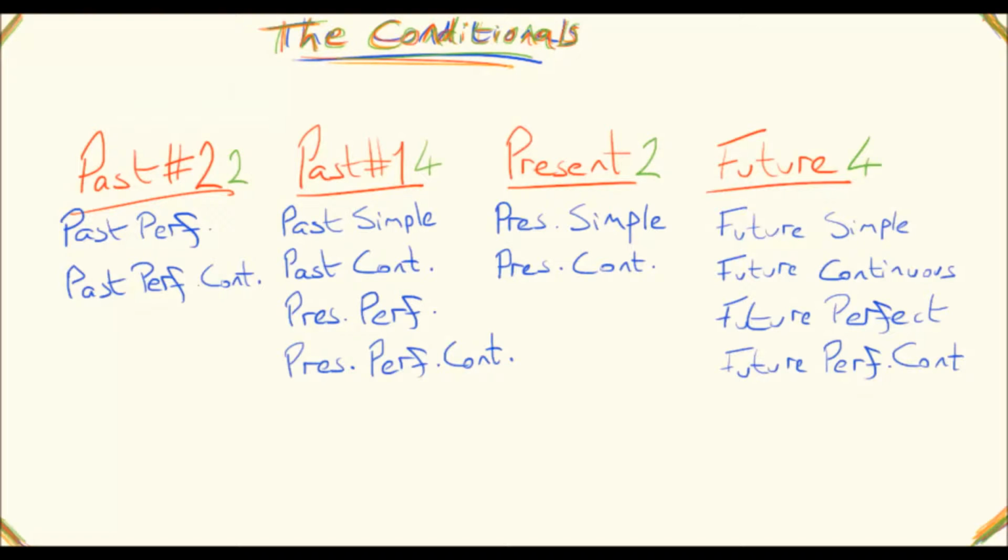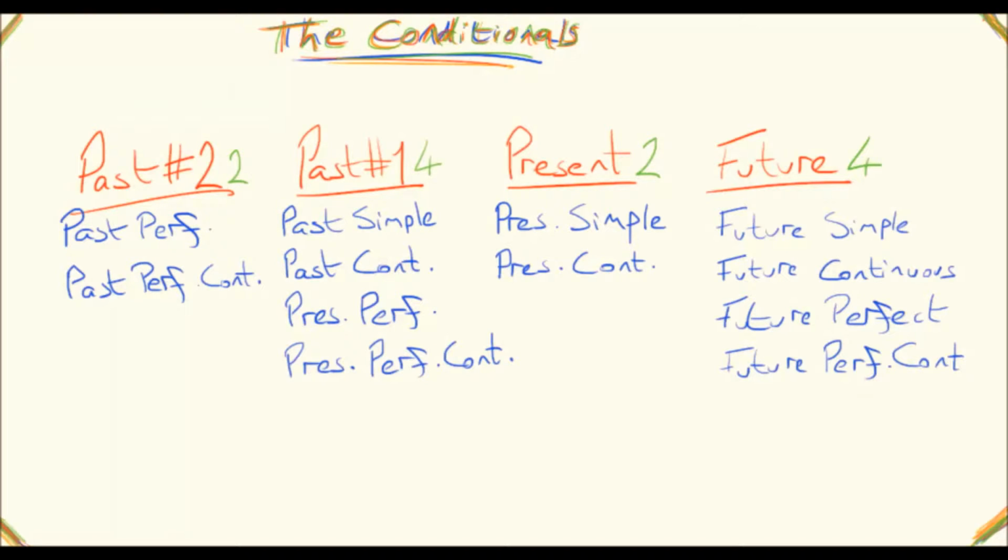And past number 2, we've got 2 tenses here: past perfect, sometimes called the past of the past, and past perfect continuous. So there we have the 12 different tenses laid out in the 4 different times that we can refer to in English.